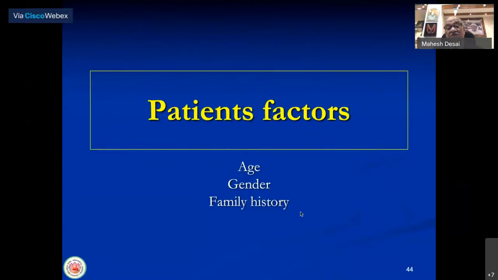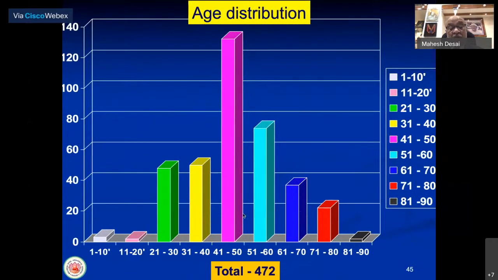What are the patient factors? As has already been told, patients from 21 to 60 years had much more stone, but the maximum recurrent stones we found were between 41 and 50 years. Even though they may have started forming stones and had treatment earlier, they had a recurrence of the stone in this age group.